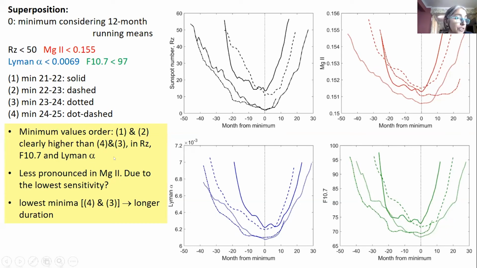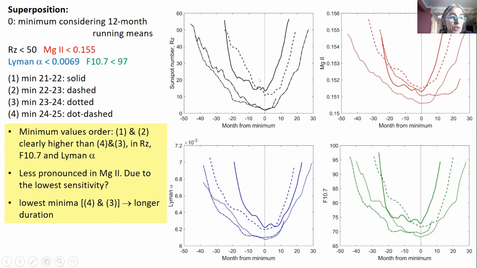Another thing we can mention is that the lowest minima correspond to longer duration, similar to the inverse relationship between solar maximum level and solar cycle duration. And something very common, that we all know, is that the descending branch takes longer than the ascending branch in these curves.